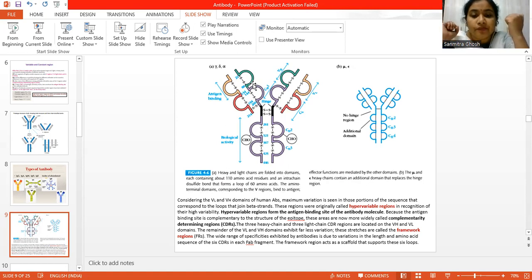The wide range of specificities exhibited by antibodies is due to the variation in the length and amino acid sequence of the six complementarity determining regions of the Fab fragment. The framework region, as I mentioned before, acts as a platform or scaffold to support these six loops, so that the interaction between the antigen and the antibody is maximum.